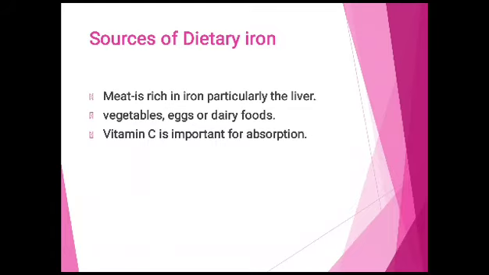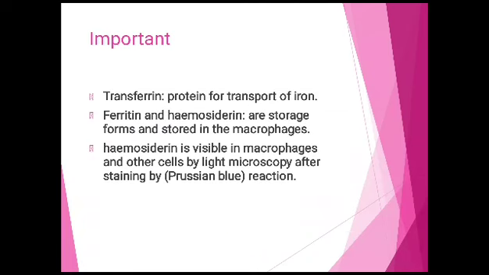Sources of dietary iron, we have meat, vegetables, eggs. Vitamin C is very important for absorption of iron. Transferrin is the protein for transport of iron. Ferritin and hemosiderin are storage forms, as you know from your previous studies. And hemosiderin can be seen in macrophages and inside other cells, and it can be checked for by a reaction or a test called the Russian blue reaction.